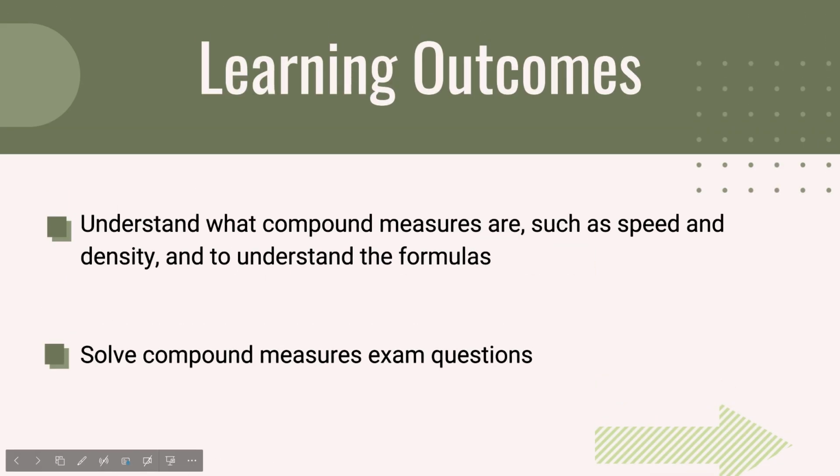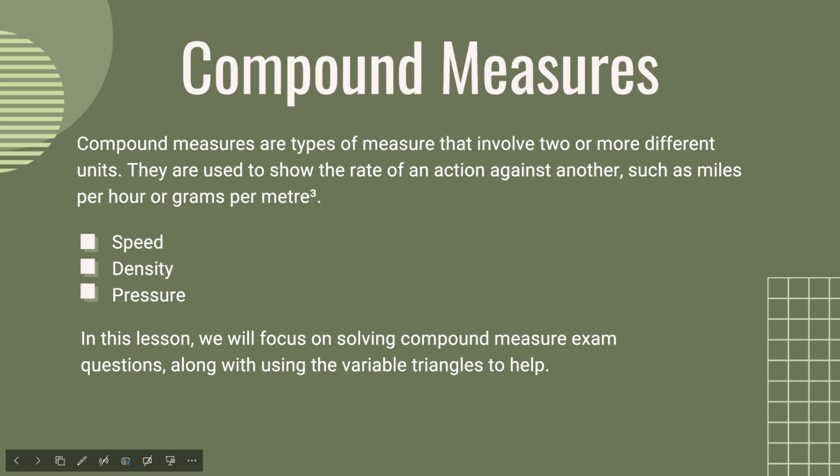Our learning outcomes for today are to understand what compound measures are, such as speed and density, to understand the formulas, and also to solve compound measure exam questions. So, what are compound measures? Compound measures are types of measure that involve two or more different units. They are used to show the rate of one action against another, such as miles per hour or grams per meter cubed. In this lesson, we will focus on solving compound measure exam questions, along with using variable triangles to help.